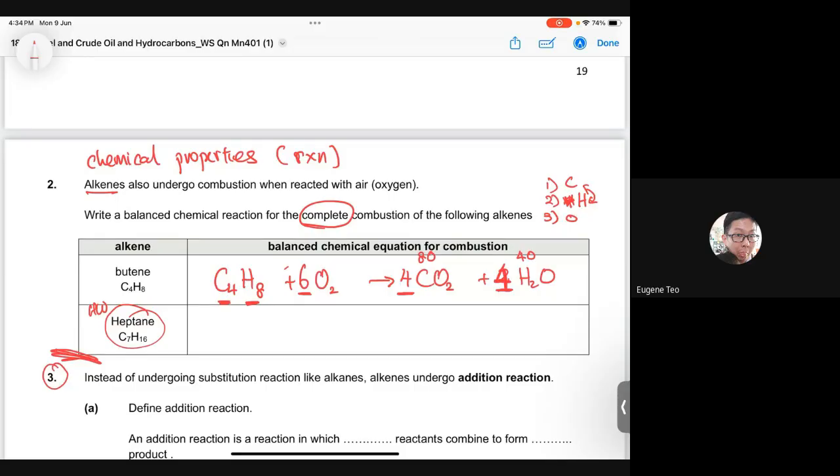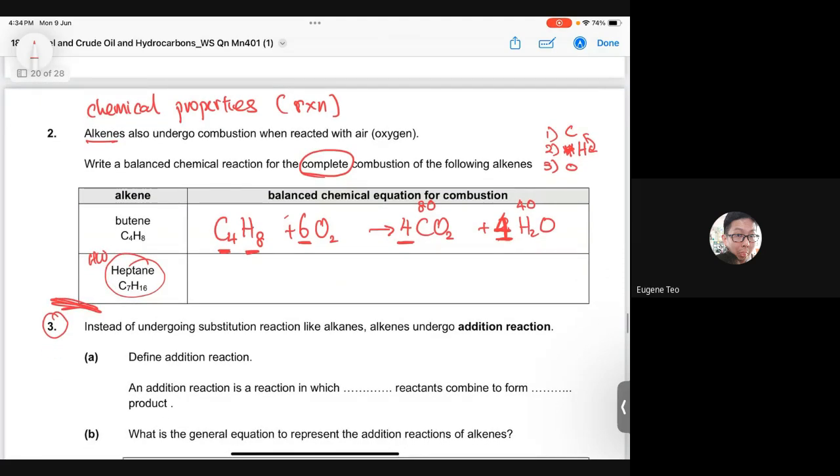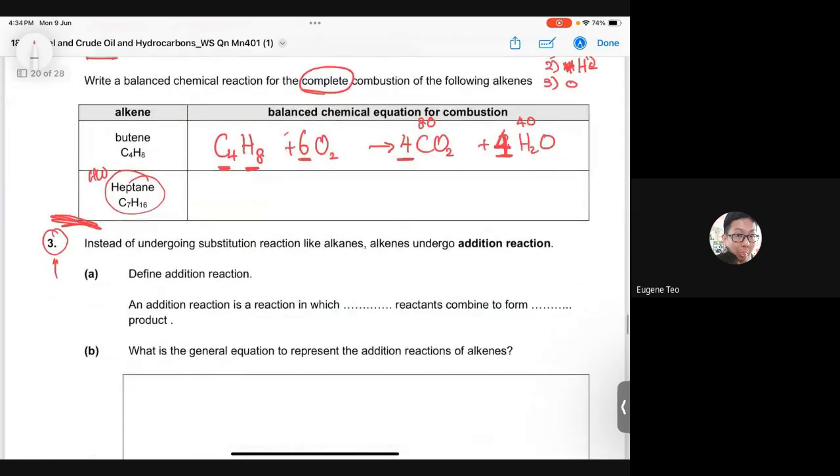Okay, so let's start the previous round. We ended at the combustion of alkenes. Today we're going to look at a very unique reaction for alkenes. It's very specialized to alkenes as well. Let's start from this particular one. We are currently at page 20. Let's jump straight into it.